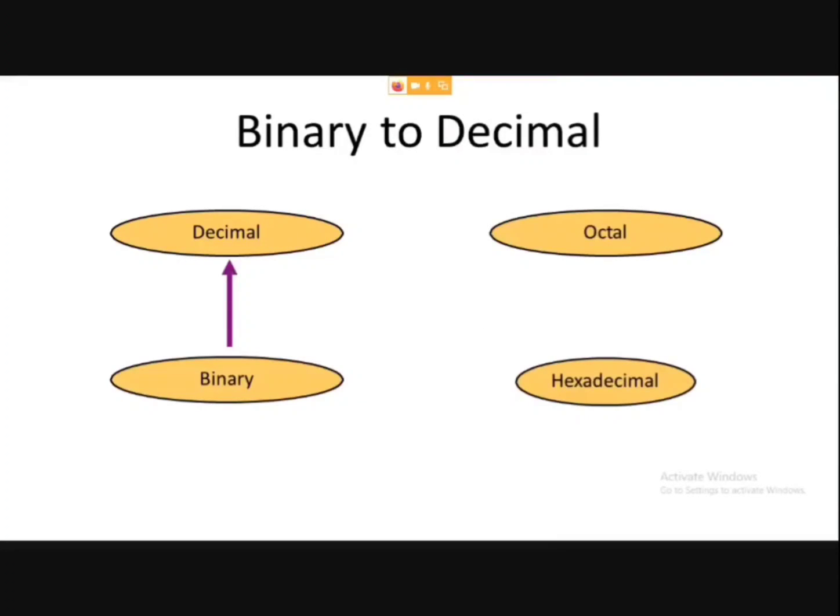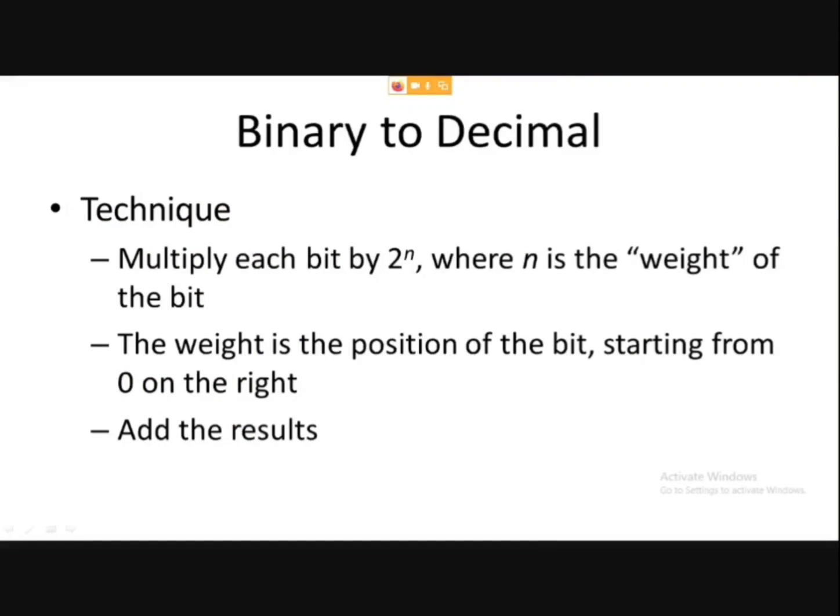So let's take an example of binary to decimal conversion. Okay, so technique is multiply each bit by 2 raised to the power n, where n is the weight of the bit. Weight means place value. Is it at the 1's position, 10's position, if we go by the decimal thing? But in binary, there is no 1's, 10's, 100. So we will be going by the weight, 2 raised to the power n. That means the least significant, that means extreme right, is having the weight 0, 2 raised to the power 0. So actually its weight becomes 1. Okay, and then we can add the results.